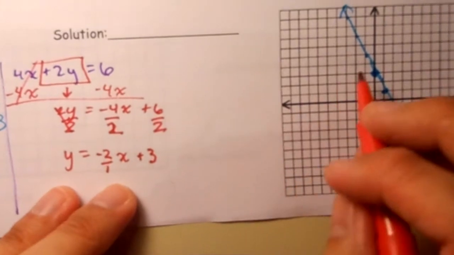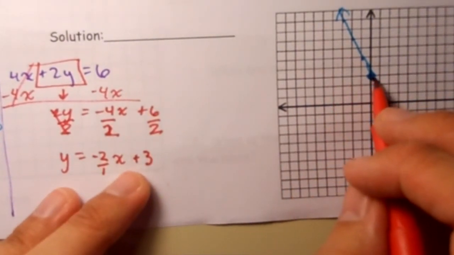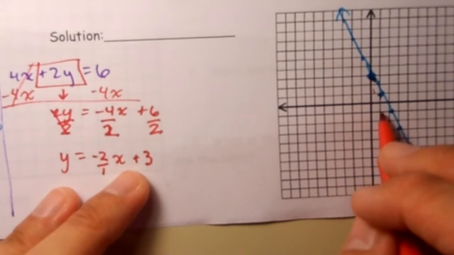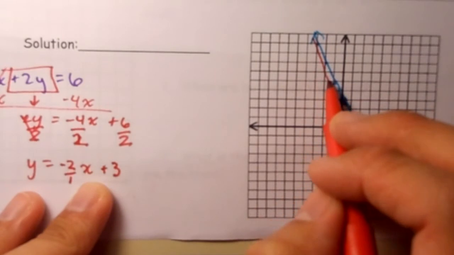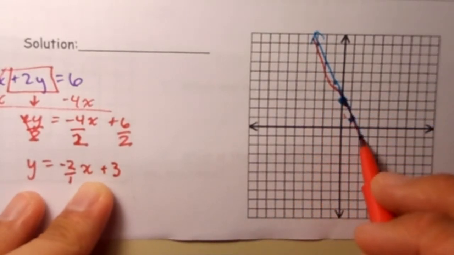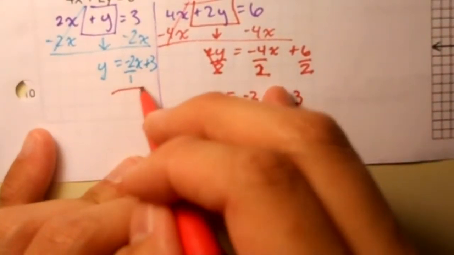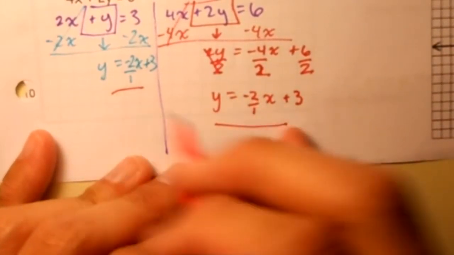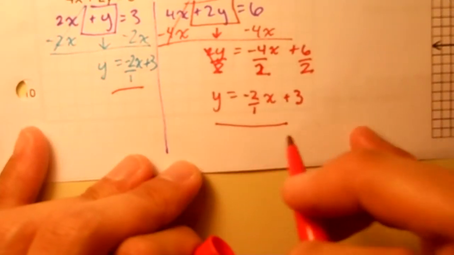Here we have y-intercept at 3. Drop 2, run 1, drop 2, run 1. Hey guys, look, it's the same exact line. Oops. Same exact line. Don't you see we have the same exact equations? This is a special case, guys. If we have the same equation, therefore they are the same line.